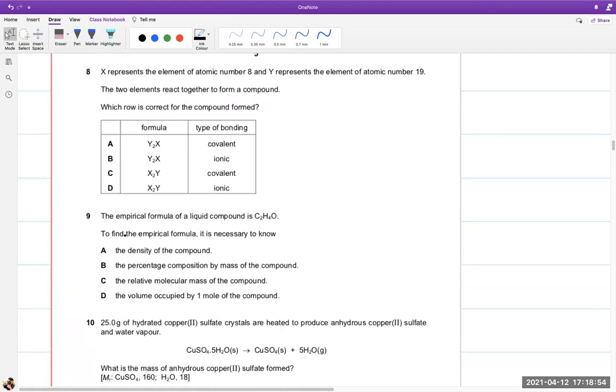X represents the element of atomic number 8, and Y represents the element of atomic number 19. So what is 8? Oxygen. And 19 is, can anybody guess? Just check the periodic table. I think it is potassium. I'm not sure. I'll take a look. So oxygen or potassium? क्या formula बनेगा? Y2X. That's what we'll get. K2O. So Y2X is the answer. And type of bonding, because one of them is a metal and one of them is a non-metal, it's going to be ionic. So that is the answer.